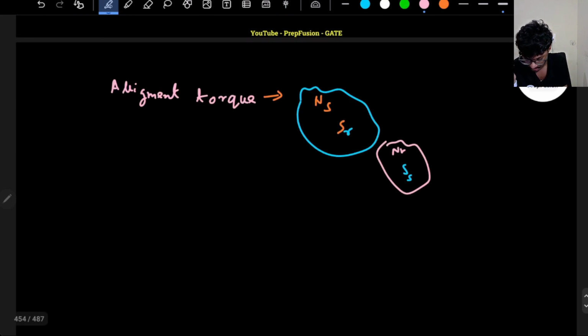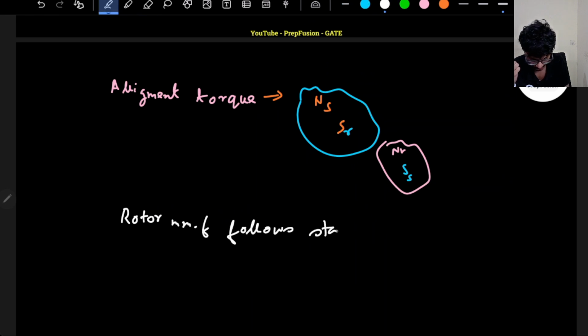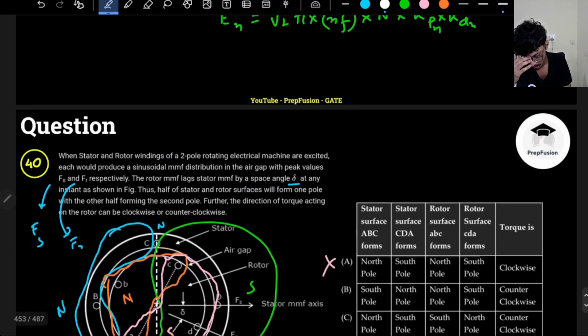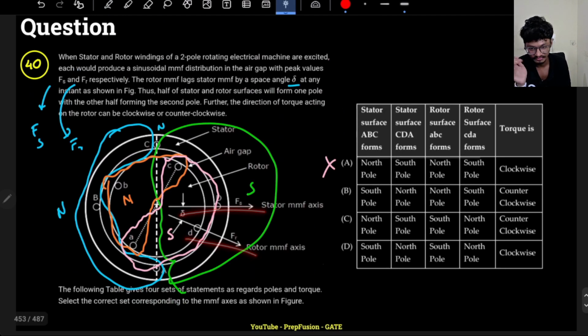So no torque will be produced in option A. One more thing is, we know that in a synchronous machine the rotor MMF follows the stator MMF. This will always happen. The rotor will follow the stator. So if we see here, some axis is given. The rotor MMF lags the stator MMF by delta, right? It will lag. So I have to go in the clockwise direction to reach the rotor MMF. So the rotor actually will always follow the stator MMF.